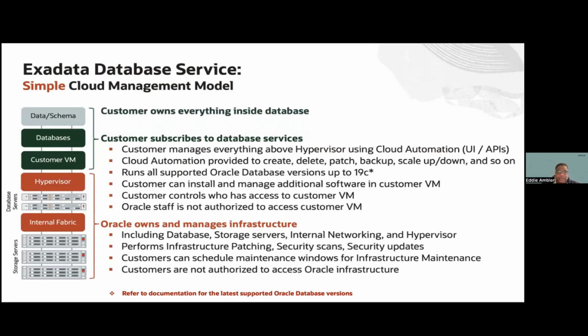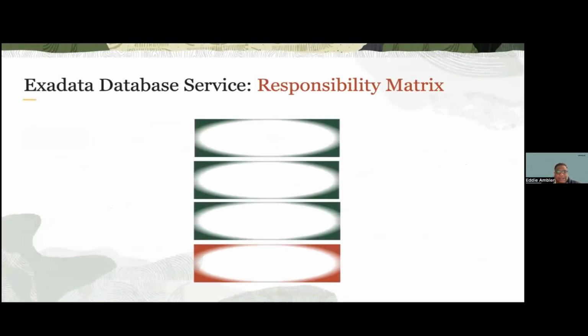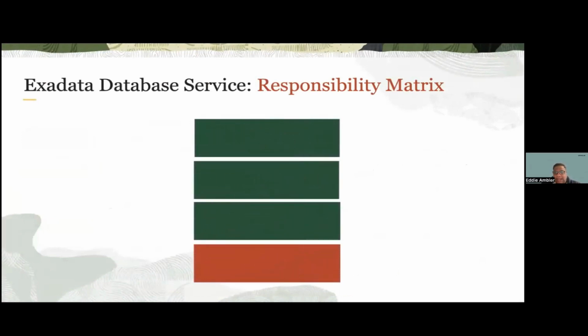The customer owns everything inside of the database, right? When we're talking at the data and schema layer, this means the data, the schema, the encryption keys. The responsibility matrix, because we're going to be talking about patching, let me organize this in a way that is going to align to how the patch bundles are made available.